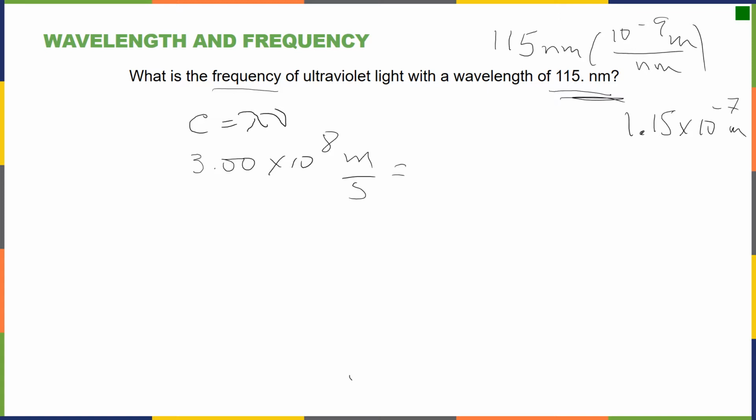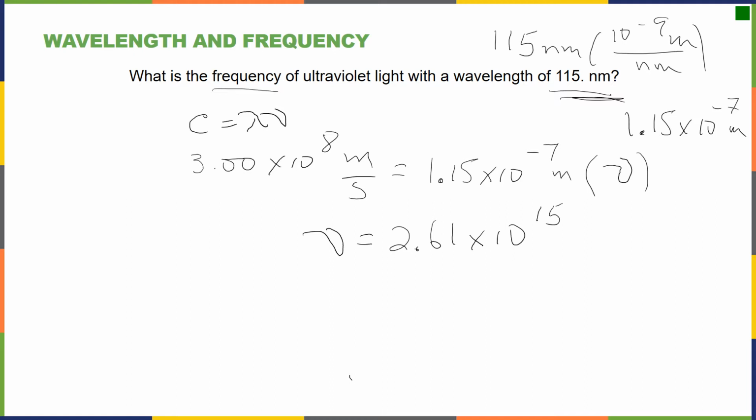So our speed is equal to 1.15 times 10 to the minus 7 meters multiplied by the frequency, and our frequency is going to work out to be 2.61 times 10 to the 15th. Now, meters cancels, and this is going to be per second. And we could either write that as per second, or seconds to the minus 1, or hertz, or Hz. I tend to do it in per second or 1 over second so I can keep track of the units.